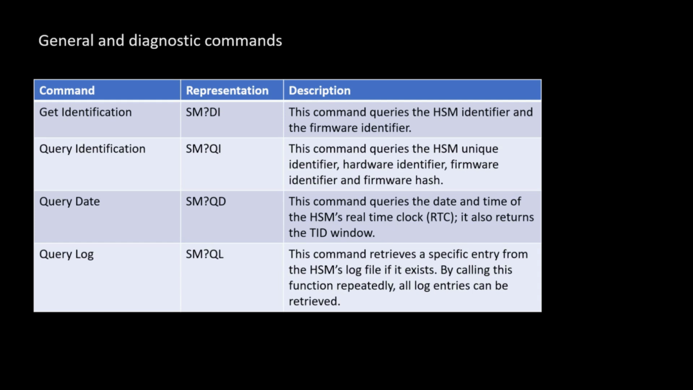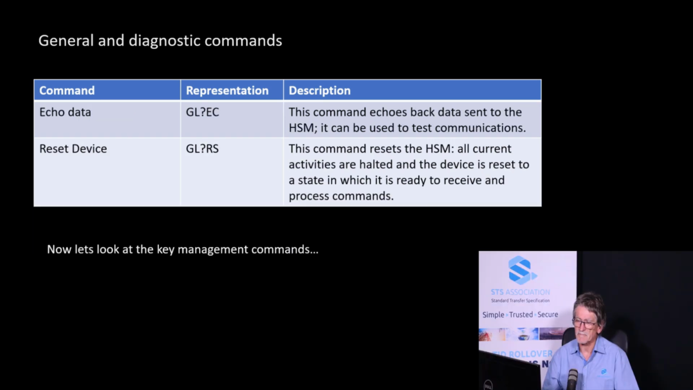We have a get identification, which is an SM?DI. This command queries the HSM identifier and the firmware identifier. We have a query identification, SMQI. This command queries the HSM unique identifier, hardware identifier, firmware identifier, and firmware hash. Query date, SMQD, which queries the date and time of the real-time clocks, and it also returns the TID window. And the query log, SMQL, which receives a specific entry for the HSM's log file if it exists. By calling this function repeatedly, all log entries can be retrieved.